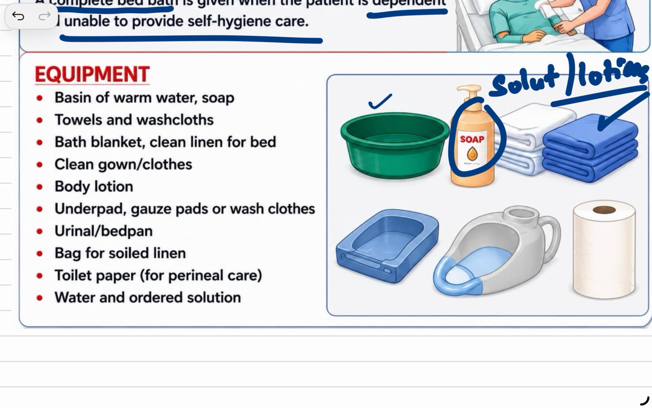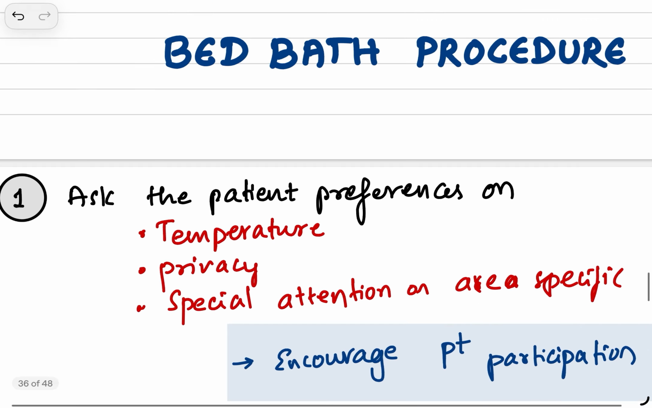Now this bed bath procedure is very interesting, because you are going to do it from the top of the hair up to the nails of the toe. It is very important and very interesting too. How you are giving the care, what motion you are using. Are you using circular motion, or are you rubbing from the center to the extreme? These are the things you can easily see in these steps.